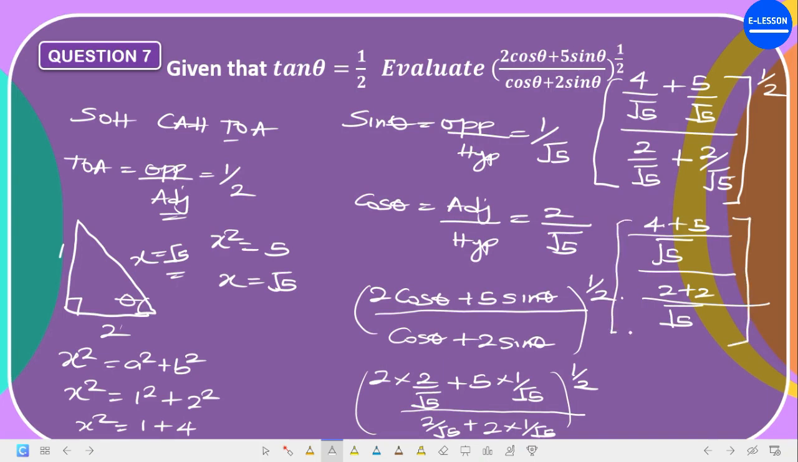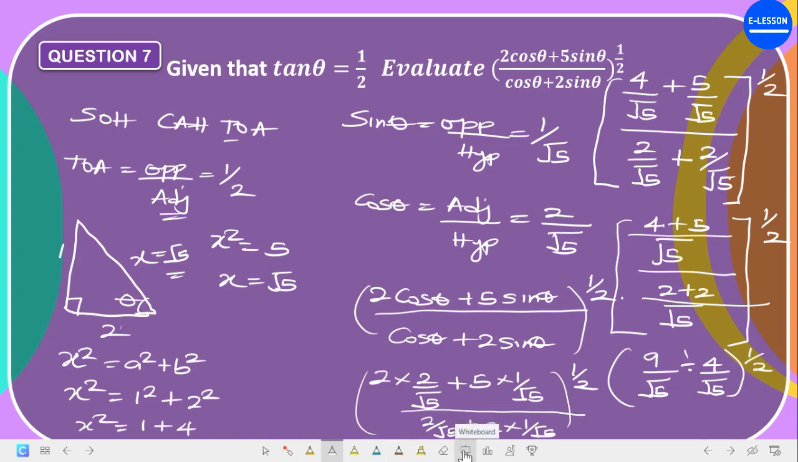And then bracket 1 all over 2. Now, at the end of the day, what are we going to have? We can decide to write 4 plus 5 is 9 over root 5. Then divided, because this sign means divided. 2 plus 2 means what? 4 all over root 5. Everything bracket 1 all over 2.